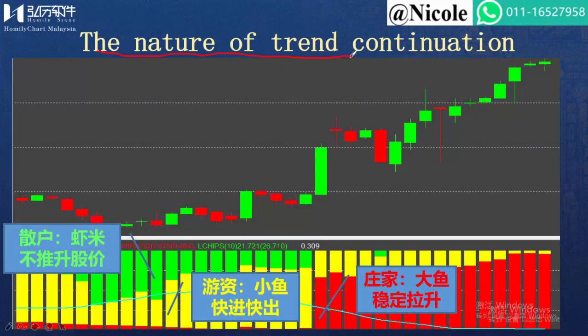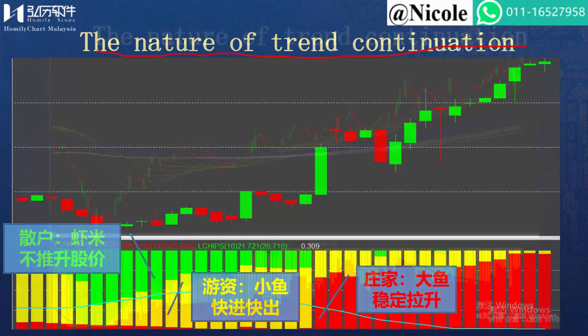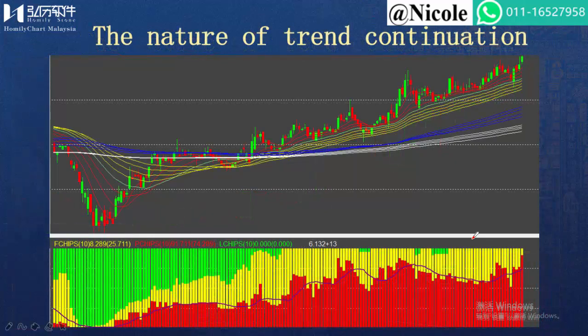And this is about the nature of trend continuation. So if we want to know whether a trend of a stock will be continued, we need to see who is controlling the share. And we know in the share market there will be two parts: retail investors and institutional investors. And among institutional investors, according to their operating style or the amount of money, we divide them into two parts: some big institutions and some small institutions.